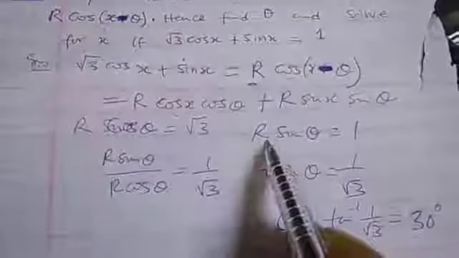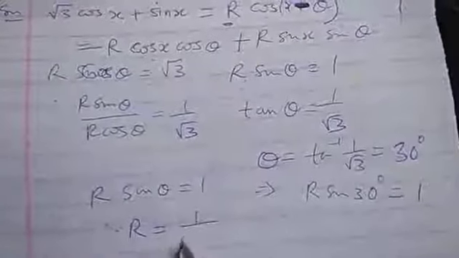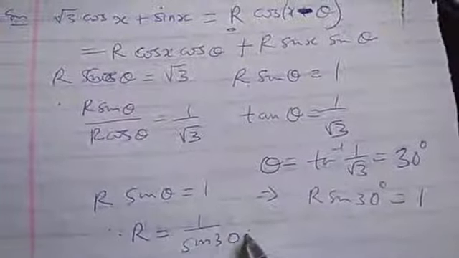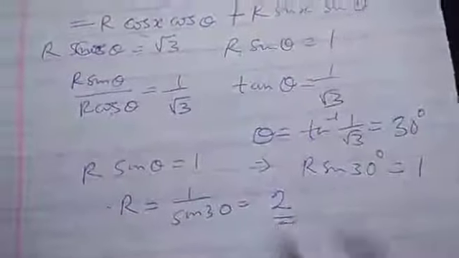Now let me find the value of r. Here we said r sin theta is equal to 1, which means, as our theta is 30, r sin 30 is equal to 1. Therefore, our r is equal to 1 over sin 30. And 1 over sin 30 is 2. You can check that on your calculator. So we have found our r, we have found our theta.